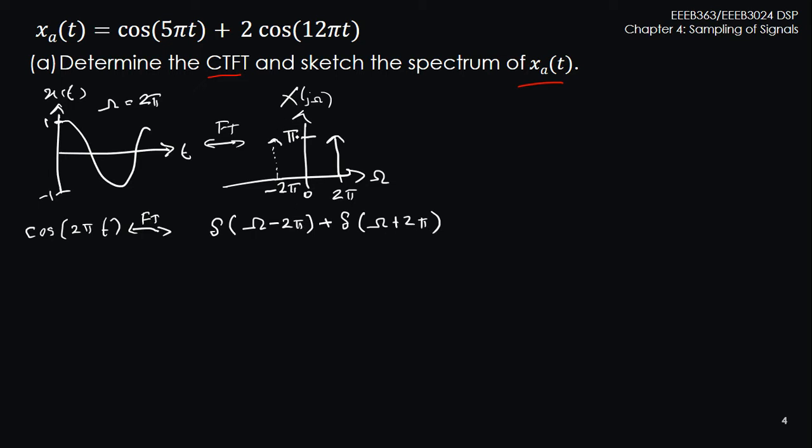And don't forget that the magnitude is pi. Delta has a value of 1, but since this magnitude is pi, you have to multiply all that with pi. So that's how it works out for the continuous time Fourier transform of a cosine signal.